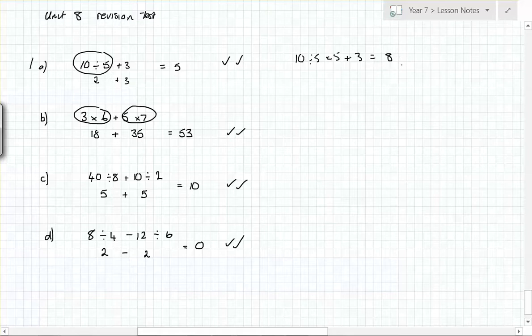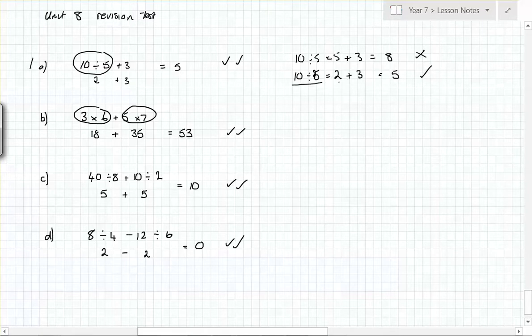So this is a definite no marks at all. What if they got it correct? Oh, but they did it in a line. 10 divided by 5 equals 2 plus 3 equals 5. Well, if you've done that, I'm going to say 1 mark, even though the answer's right, because I've told you about writing it out.